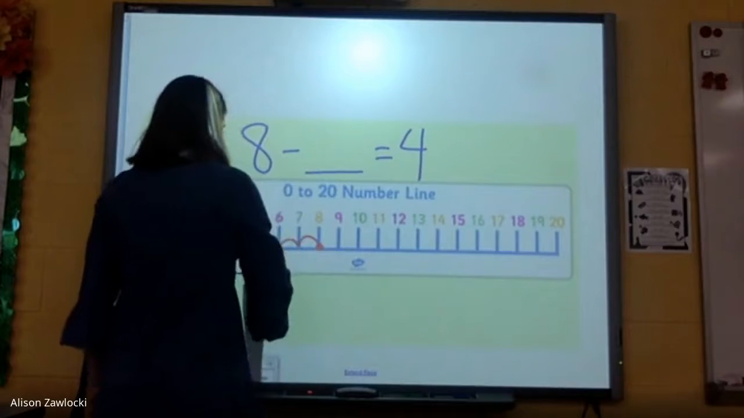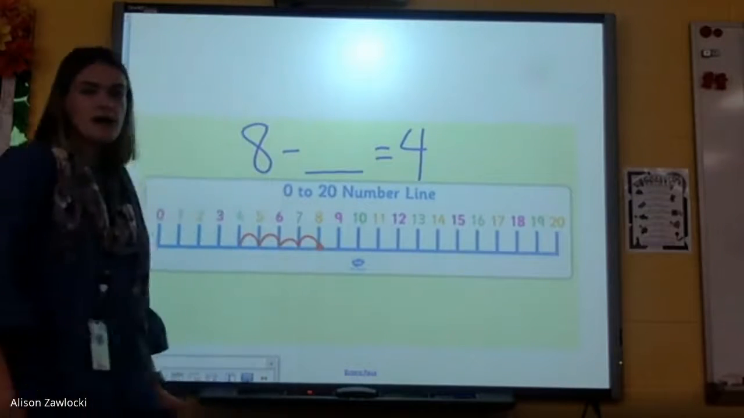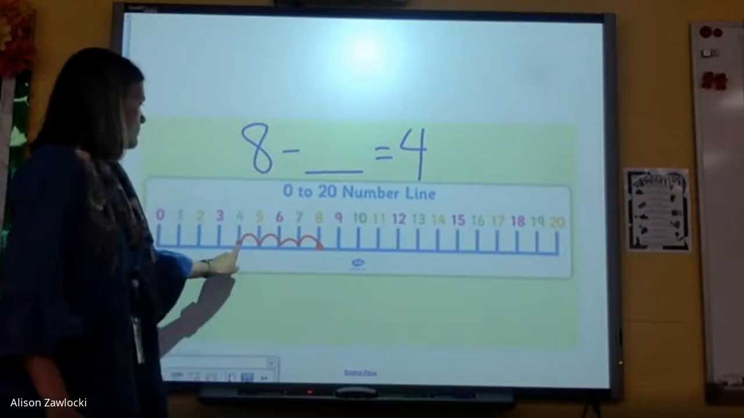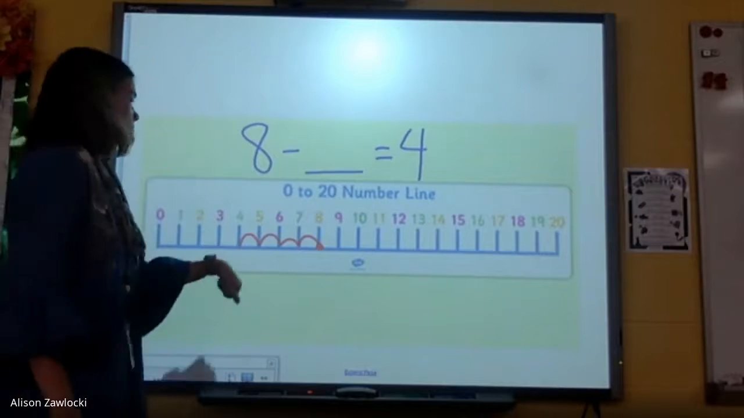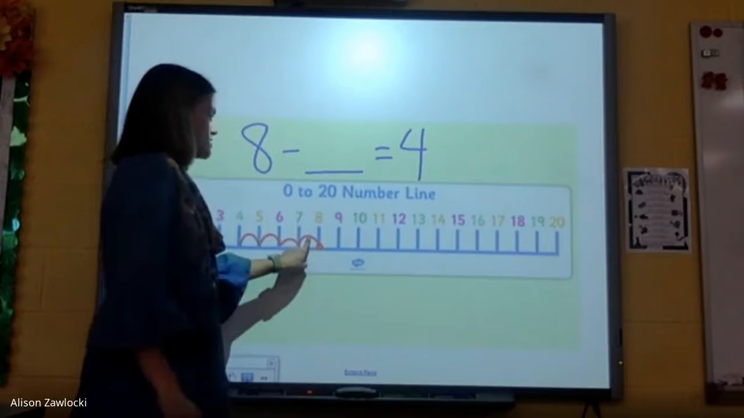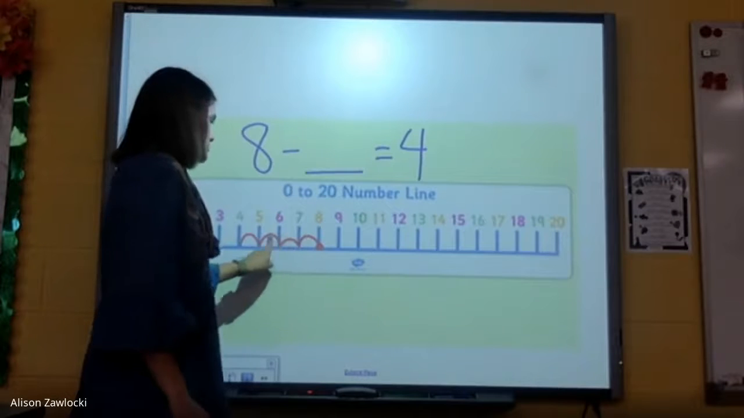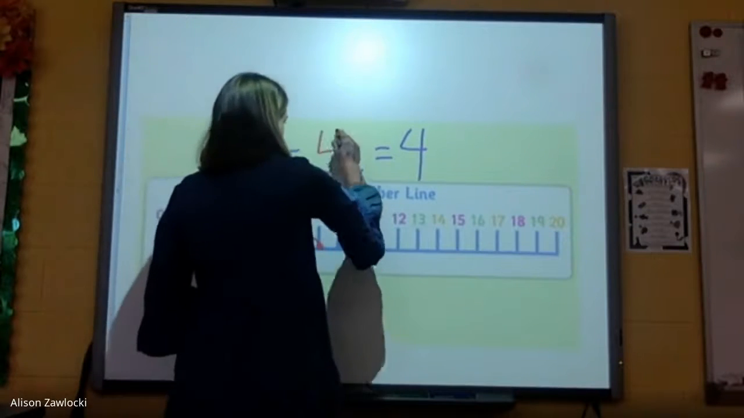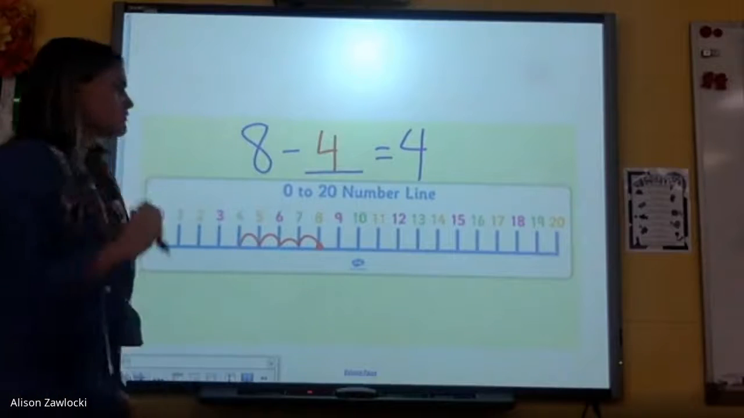1, 2, 3, 4 hops. Then I'm going to go back and I'm going to count how many hops I did. I'm going to count by touching the middle of the hop. 1, 2, 3, 4. So please write that number sentence. 8 take away 4 equals 4.